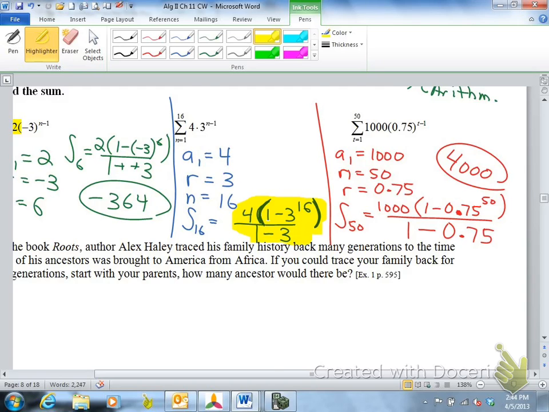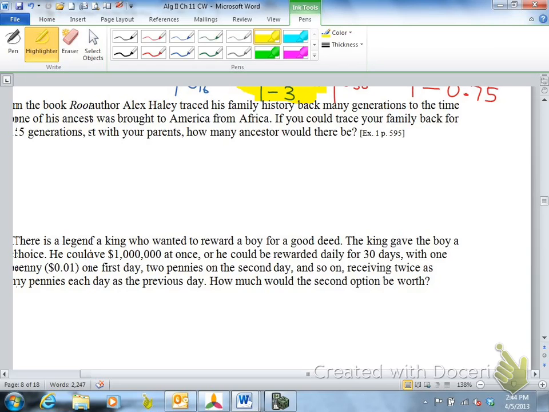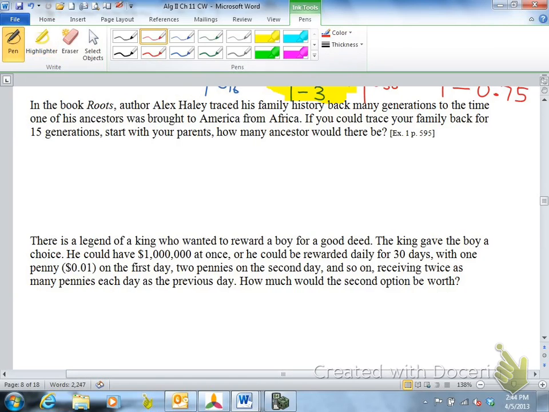So we'll move on. In the book Roots, author Alex Haley traced his family history back many generations to the time one of his ancestors was brought to America from Africa. If you could trace your family back 15 generations, starting with your parents, how many ancestors would there be? Let's start with a picture. Here you are, and you have 2 biological parents, mom and dad.